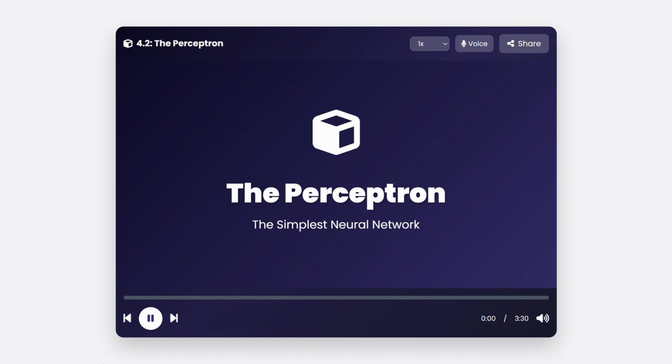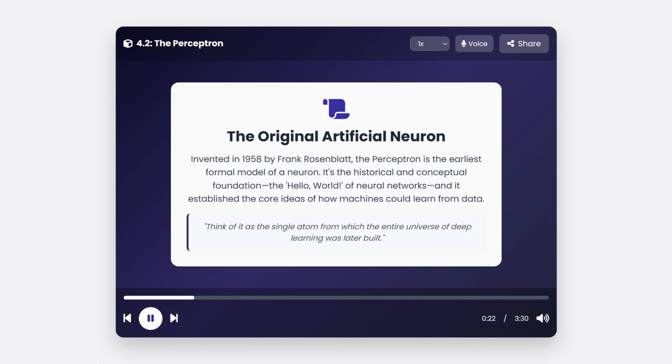Welcome back. In our last lesson, we learned the general concept of a neural network, inspired by the brain. Now, we're going to travel back in time to meet its very first ancestor, the perceptron, the simplest possible form of a neural network. Invented way back in 1958 by a psychologist named Frank Rosenblatt, the perceptron was a groundbreaking creation. It was the first algorithm that could learn and adapt from data, establishing the foundational concepts that are still used today. It is, without exaggeration, the hello world of neural networks.